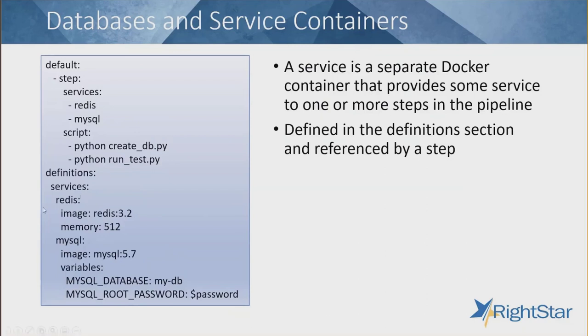And in this particular case, we've defined two services, a Redis service, which is running this Docker image and has a certain memory configuration, and a MySQL database, which again is running this Docker image, the MySQL 5.7. And here we're passing in variables, the MySQL database name and the password in order to get in. You'll notice the password is a variable that we will have defined or passed in externally so that we don't have to store a secret like that within our repository where anybody could get to it.